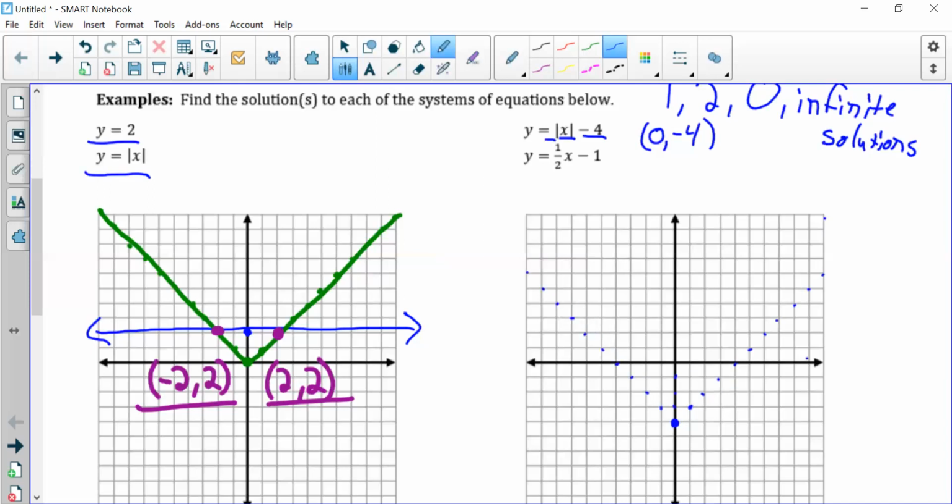Right? And then we could draw our lines. Ideally, you want to have a ruler to do this because you want your lines to be very much as straight as possible.